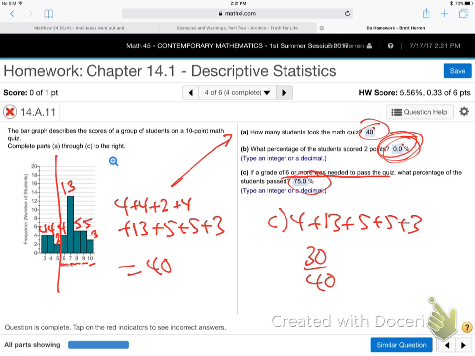And it's always over the total. Whenever they want a percentage, it's divide by the total. Divide by 40. You'll get 0.75, which is 75%. 75% got that score.